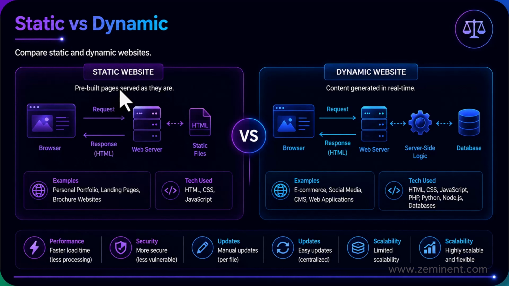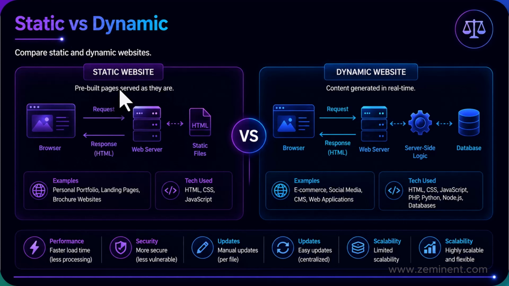When we compare static and dynamic websites, a static website has pre-built pages served without any changes. Examples are personal portfolios, landing pages and brochures. They are without any constant changes; they are fixed.